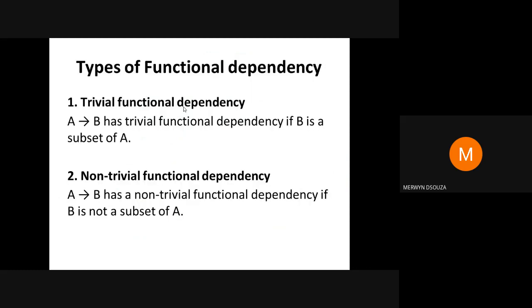There are two types of functional dependencies: trivial functional dependency and non-trivial functional dependency. A functional dependency A determines B is called a trivial functional dependency if B is a subset of A. A non-trivial functional dependency is when B is not a subset of A. So given a functional dependency A determines B, if B is not a subset of A, then it is known as a non-trivial functional dependency. I hope you have understood what functional dependencies are, and thank you for listening.